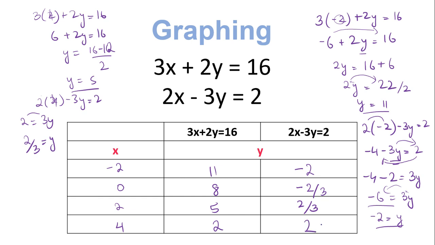You can just recheck all the values just so that you don't get confused. And here I have 11, 8, 5, and 2 for the values negative 2, 0, 2, 4. And for the second equation, I have negative 2 over 3, positive 2 over 3, and positive 2 for the x values negative 2, 0, 2, and 4. Now, already you can figure out that for the x value 4, the y value for the equation 3x plus 2y equals 16 is 2. And also for 2x minus 3y, it's also 2. So it directly gives you the answer here that when your x is 4, your y is supposed to be 2.